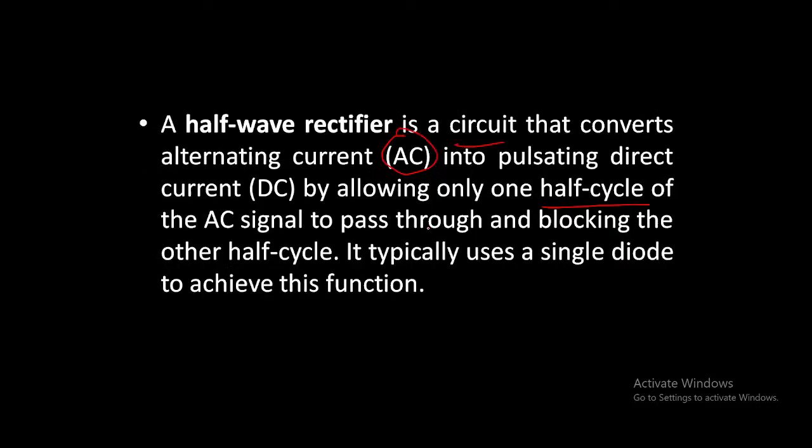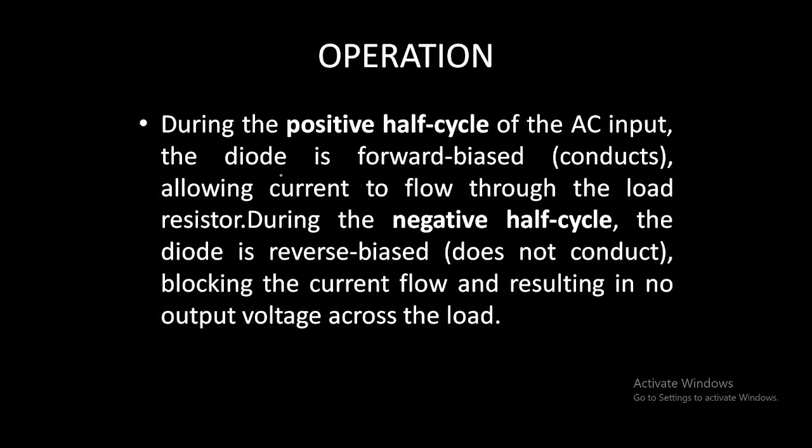Okay, so basically a half wave rectifier converts alternating current into pulsating direct current. This is the half wave rectifier functionality. Now, the theory here is what we have discussed previously.